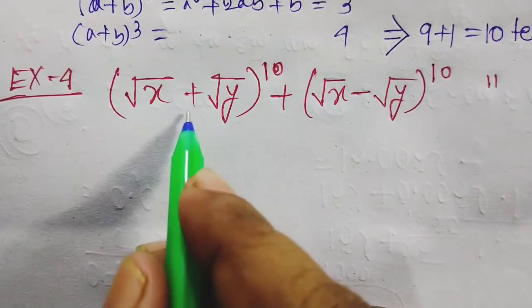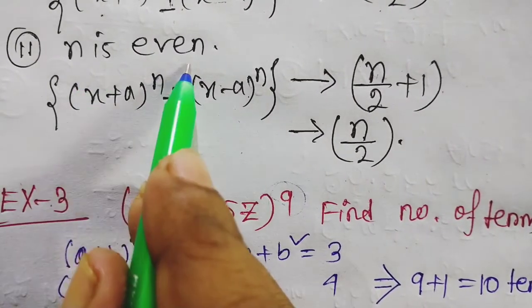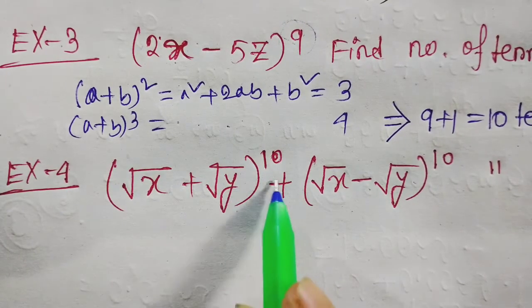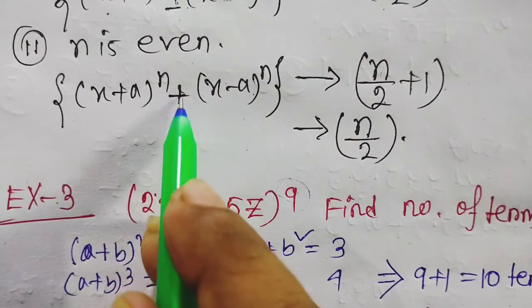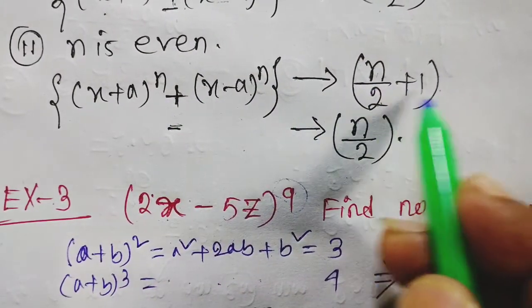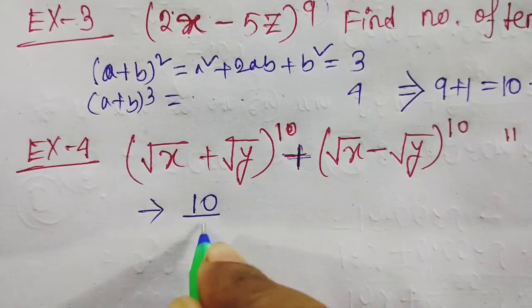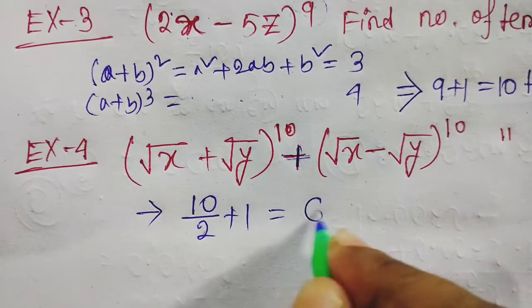So this function looks like this, because here n is even and also here it is 10. So it's an even function, and here we have to check whether this is plus or minus. Here it is plus. So if it is positive, then the number of terms is n by 2 plus 1. So here the number of terms is 10 by 2 plus 1, that means 5 plus 1, 6.